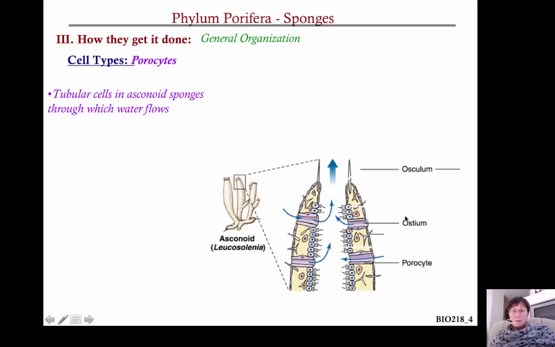So the porocytes, slightly different. So pinacocytes would be here on the edges. The porocytes would be here. Okay, and that's these cells right here. So these are tubular cells in asconoid sponges that allow water to flow into the sponge.